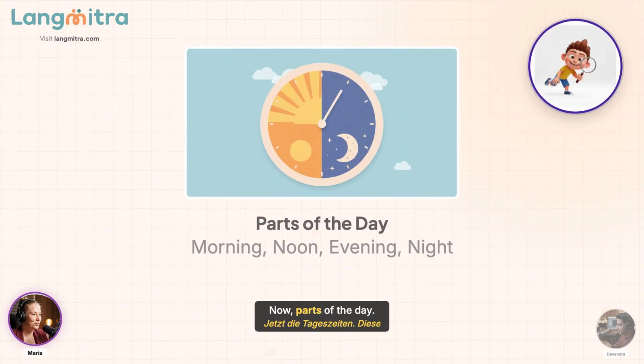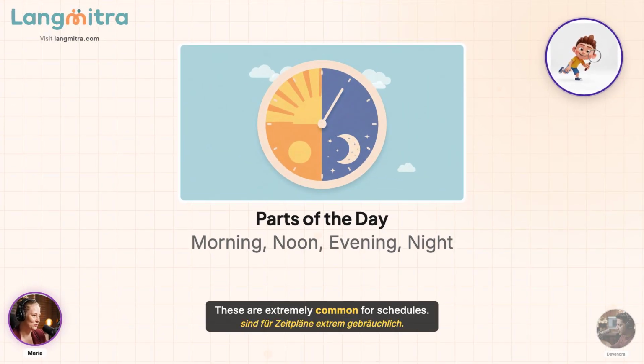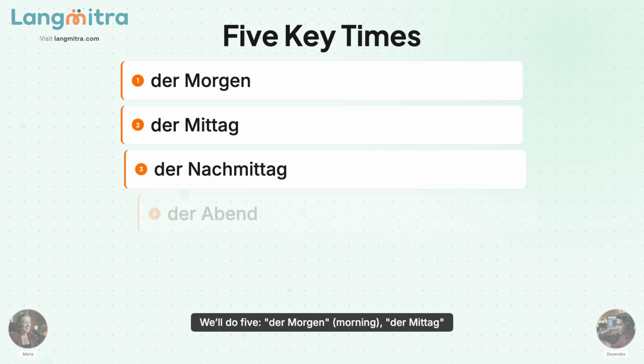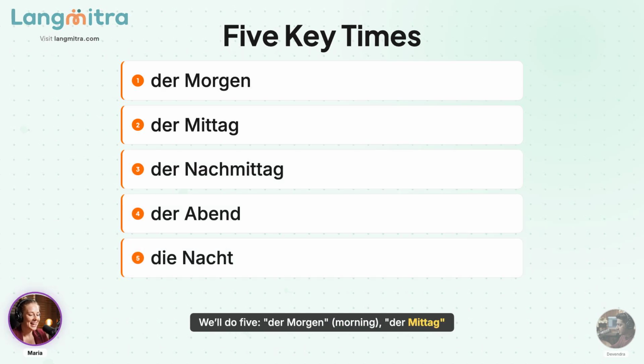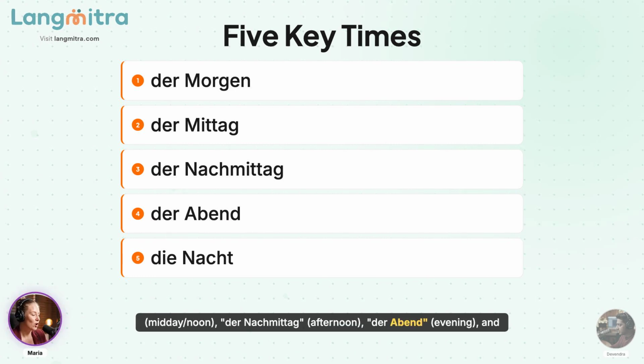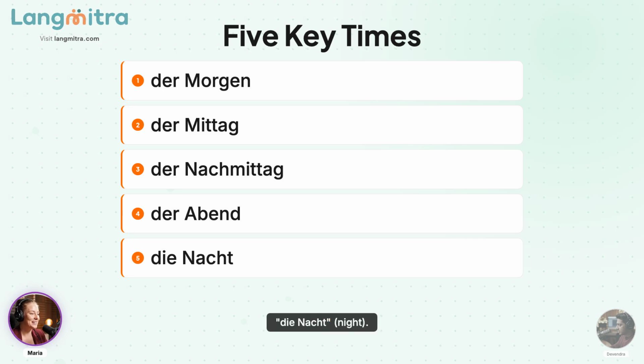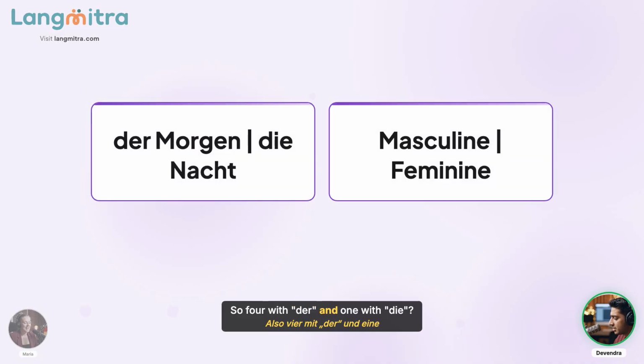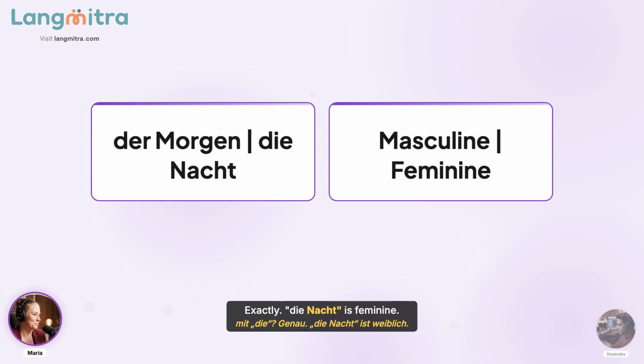Great. Now, parts of the day. These are extremely common for schedules. We'll do five. Der Morgen, morning. Der Mittag, midday or noon. Der Nachmittag, afternoon. Der Abend, evening. And die Nacht, night. So four with der and one with die? Exactly. Die Nacht is feminine.